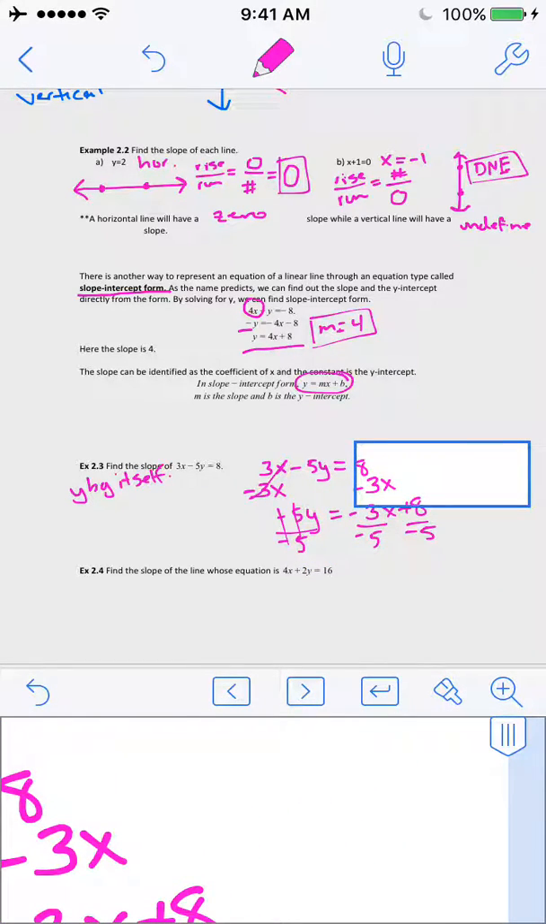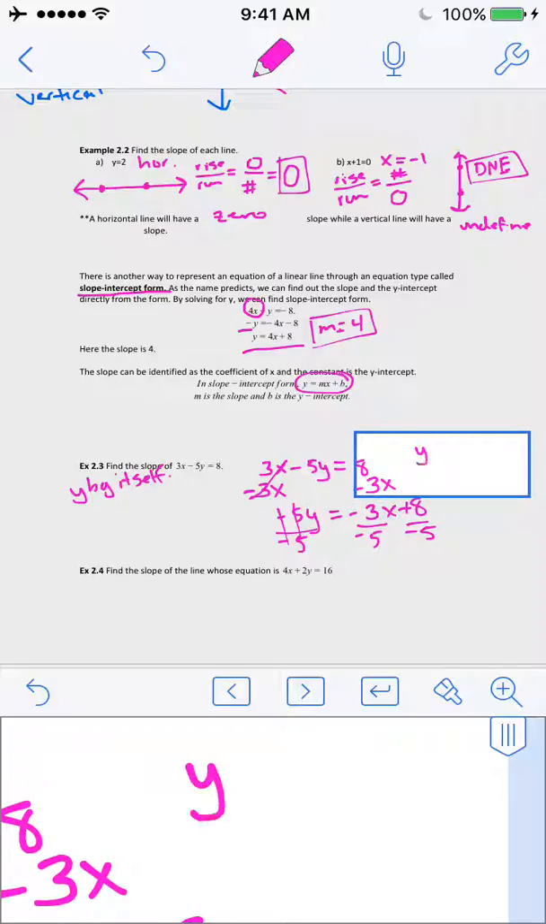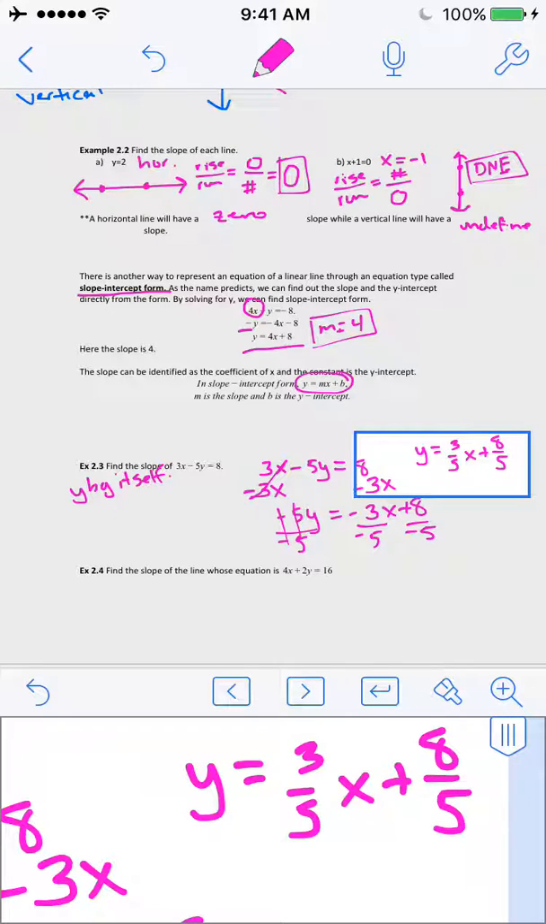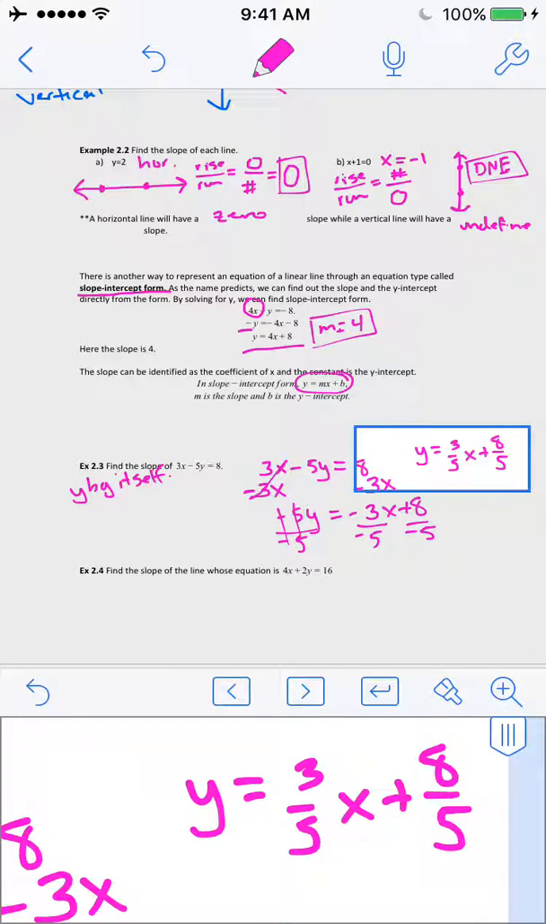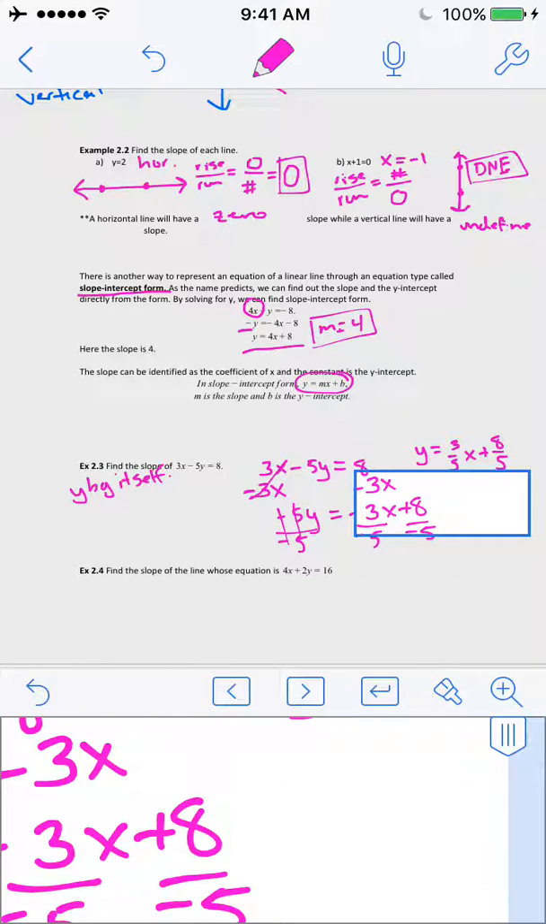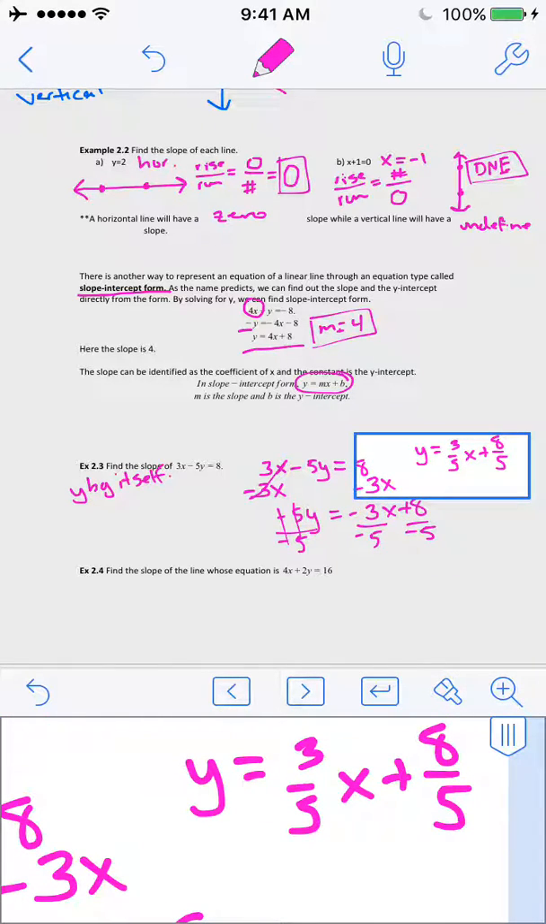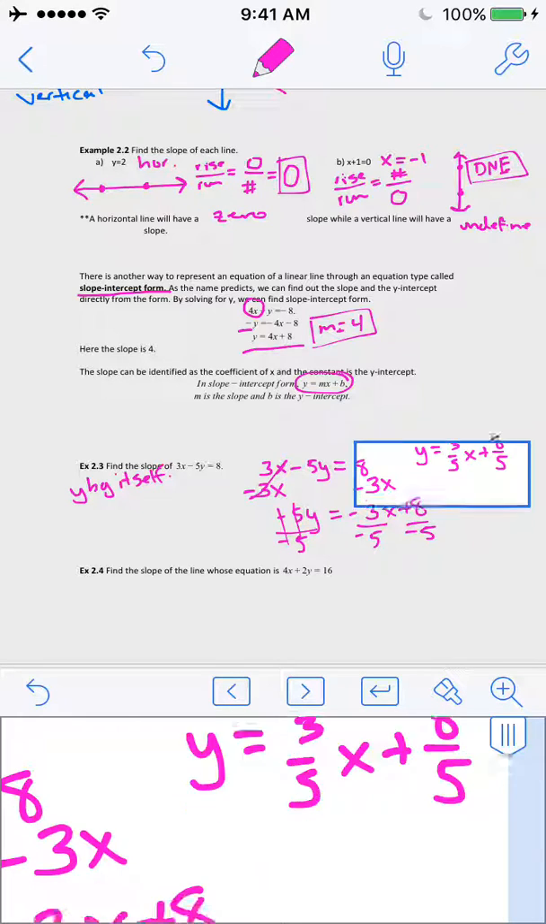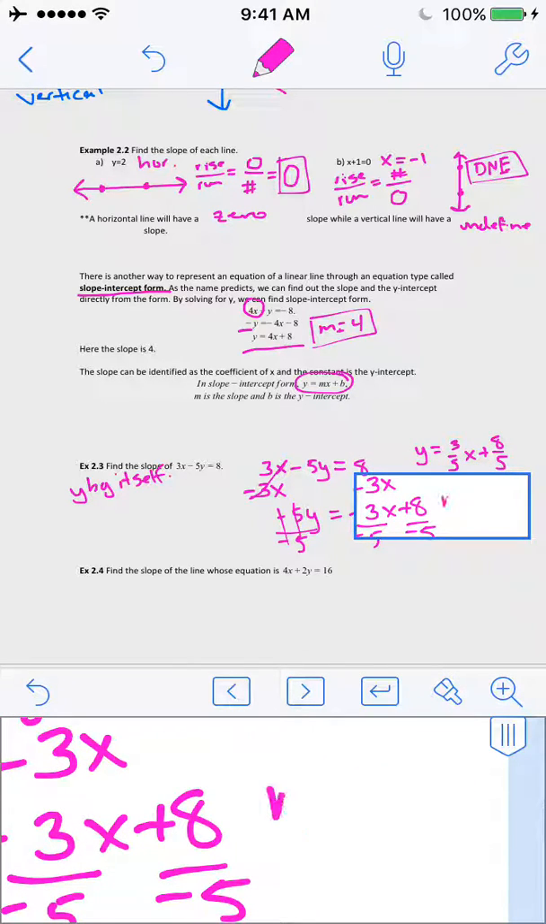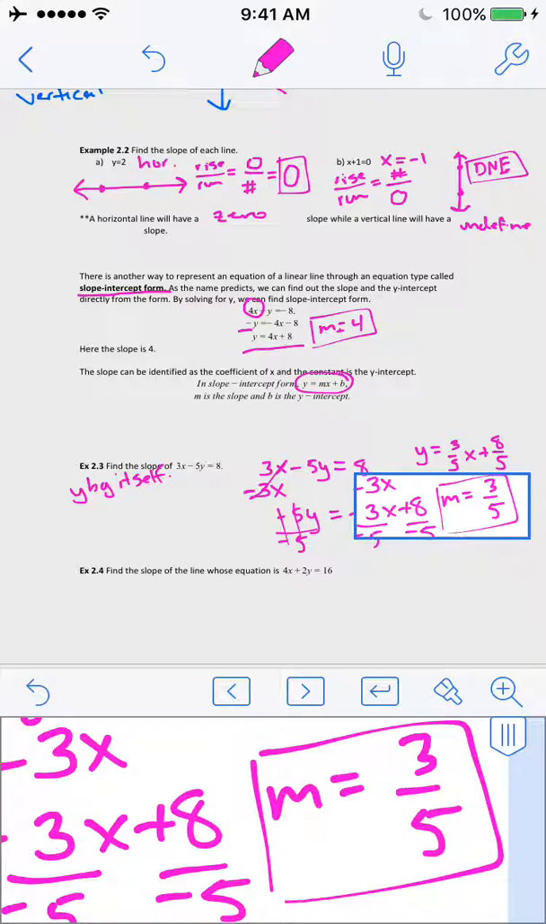And when we finish that, we get y is equal to, negative over negative becomes a positive, so 3/5 x plus 8/5. All right, so we've rearranged it into y equals mx plus b. What's our slope here? Now that we have that in slope-intercept form, our slope is the m. Good, so m is equal to 3/5, and we are done.